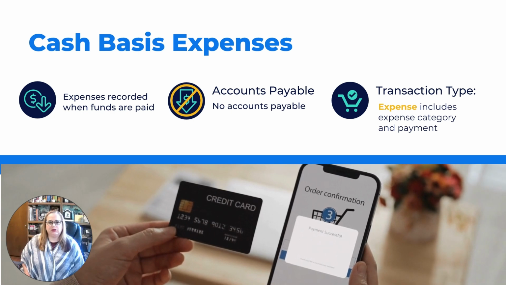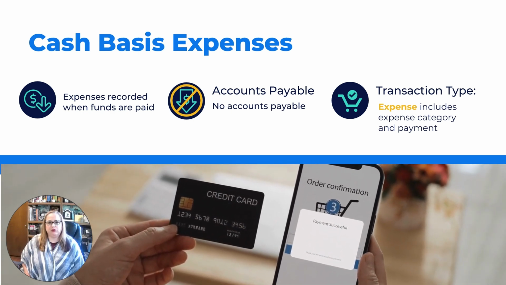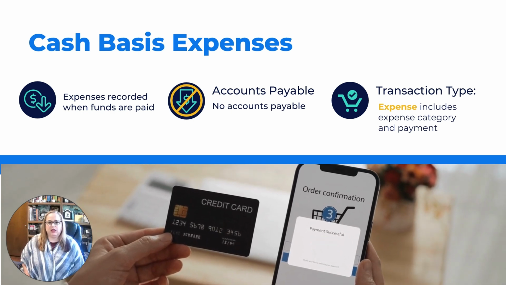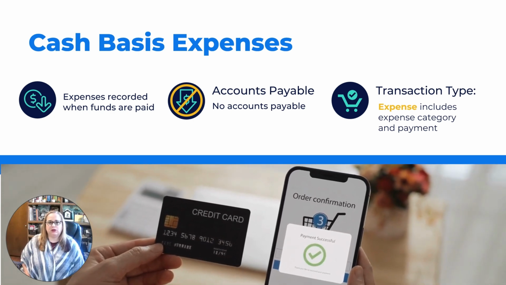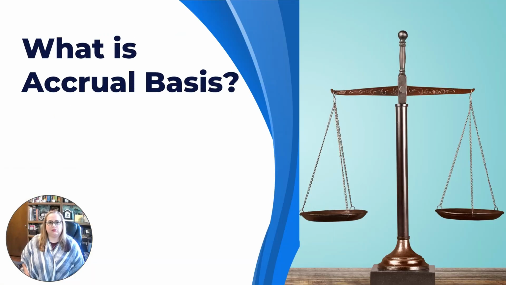So also another example, say you go online to Amazon and you buy a book for your business. While checking out, you pay using your business credit card and you get a receipt. Then you enter it into your accounting system as an expense. That's cash basis. Now let's take a look at accrual basis.